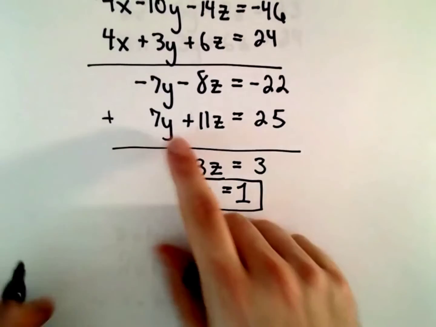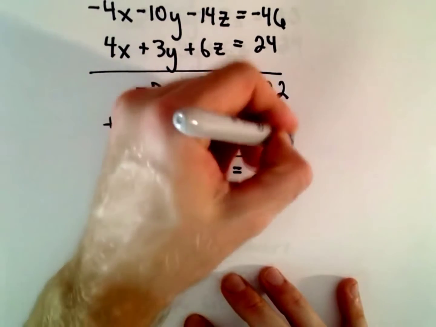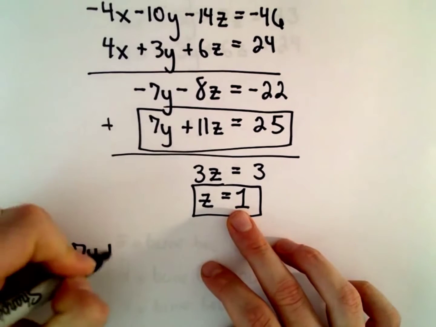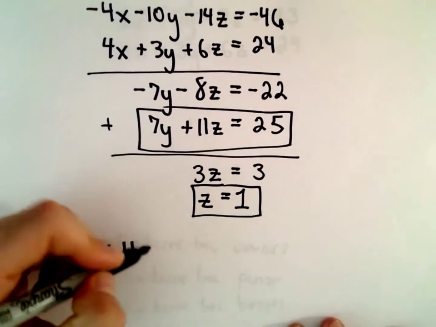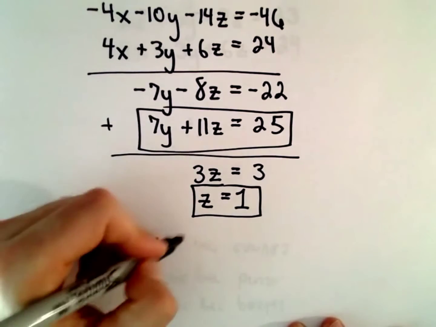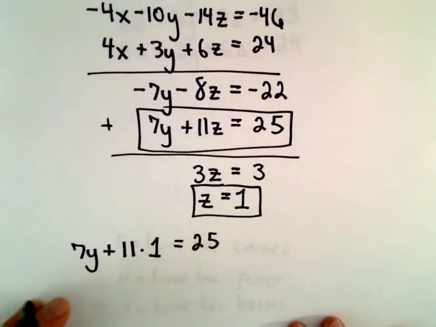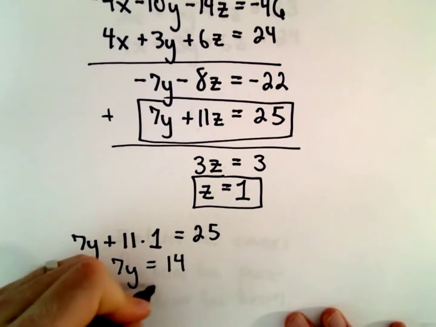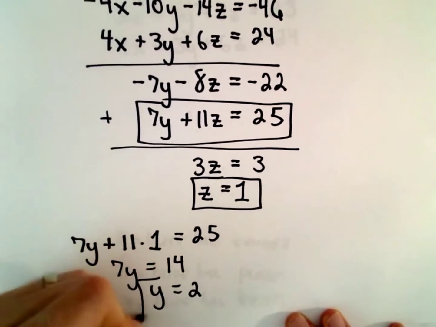So I'm going to take our equation 7y plus 11z equals 25, and I'll solve for y, so we'll multiply 11 times 1. If we subtract 11 from both sides, we'll get 7y equals 14, or y equals positive 2.